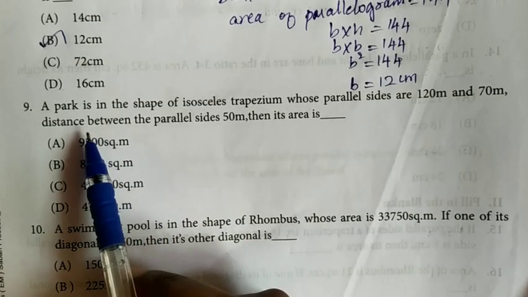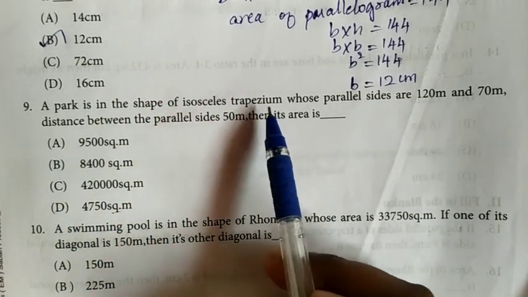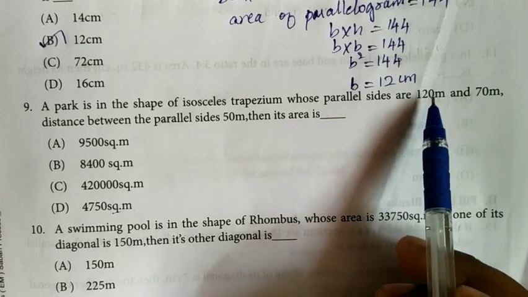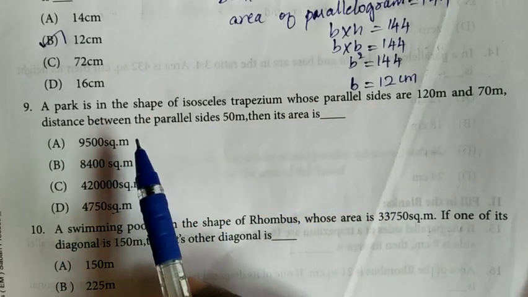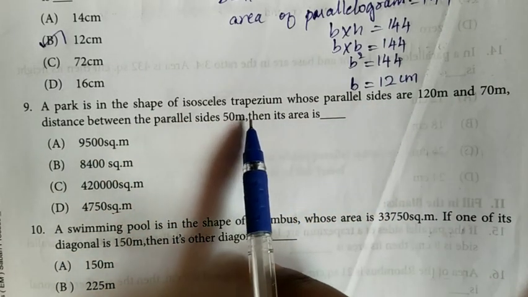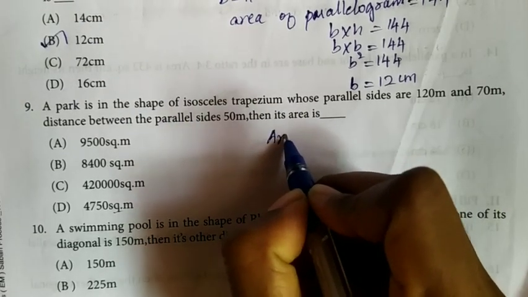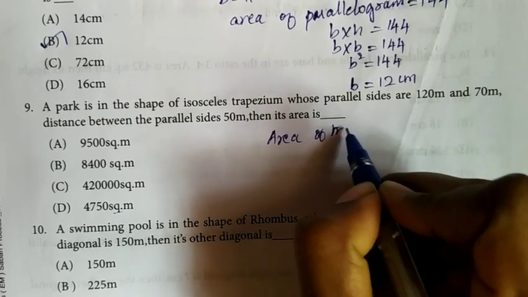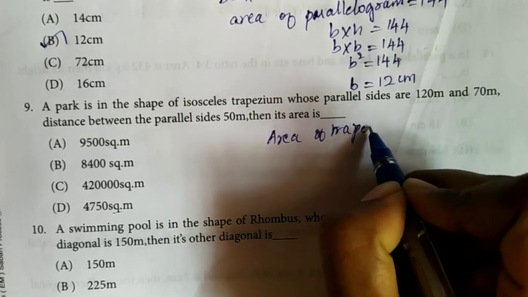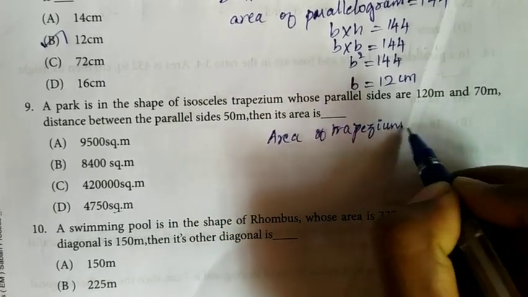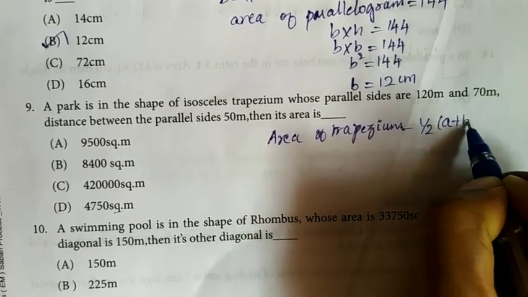Ninth question: a park is in the shape of an isosceles trapezium whose parallel sides are 120 meter and 70 meter. Distance between the parallel sides is 50 meter. Then its area is. Formula for area of trapezium is half into a plus b into h.